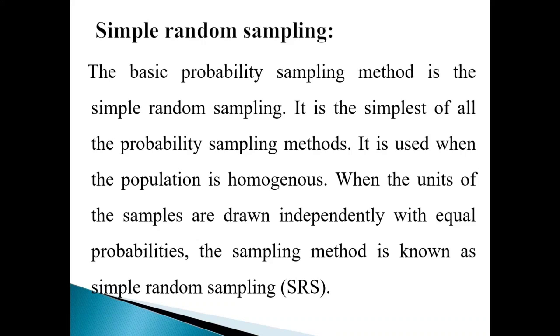Okay. When the units of the sample are drawn independently with equal probabilities, each unit has an equal probability of being drawn from that population. If there are 10 units in the population, then the probability for each unit will be 1 by 10, 1 by 10, 1 by 10, 1 by 10. Each has an equal probability of being drawn into the sample. In short, we call it SRS, simple random sampling. The sampling method is known as simple random sampling.